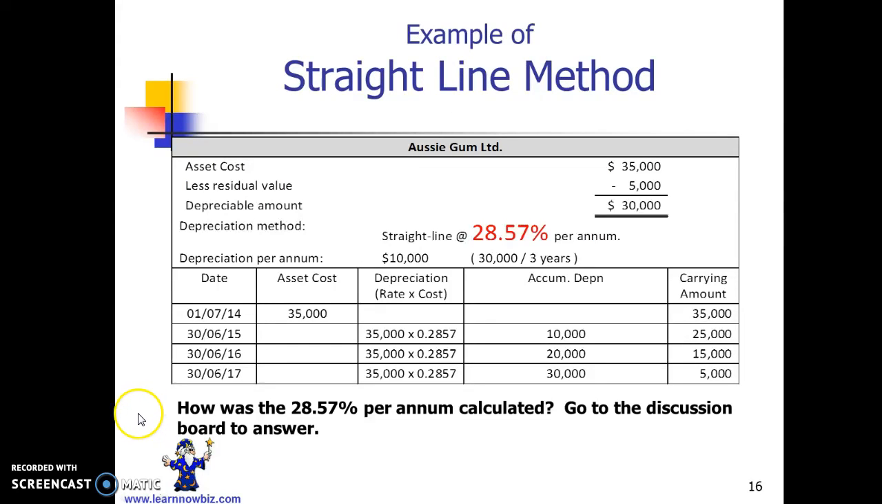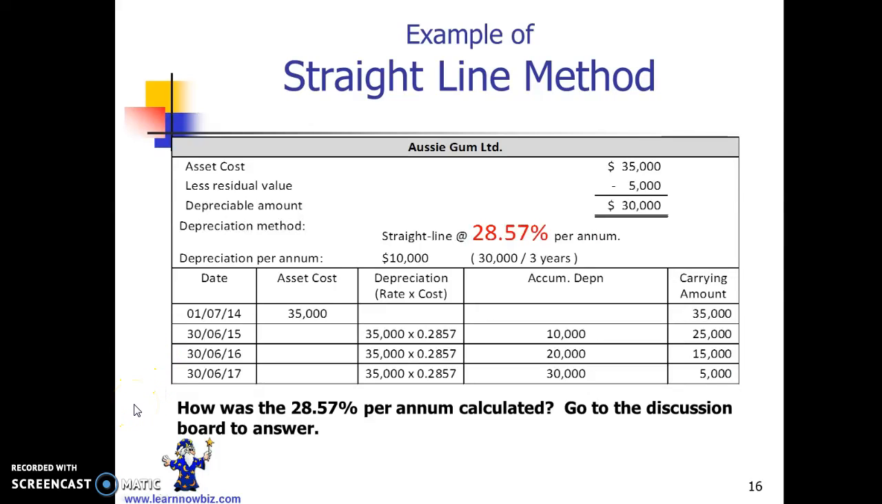Here's an example of the straight line method. You'll see there that we've got the asset cost of $35,000, residual value $5,000, and the depreciable amount is $30,000. There's a figure there, 28.5% per year. What I'd like you to do is to go to the discussion board and work out how that 28.5% was calculated. Now, how much is the depreciation per year using the straight line method? In this case, it's $10,000. That is, it's the depreciable amount of $30,000 divided by 3 years.